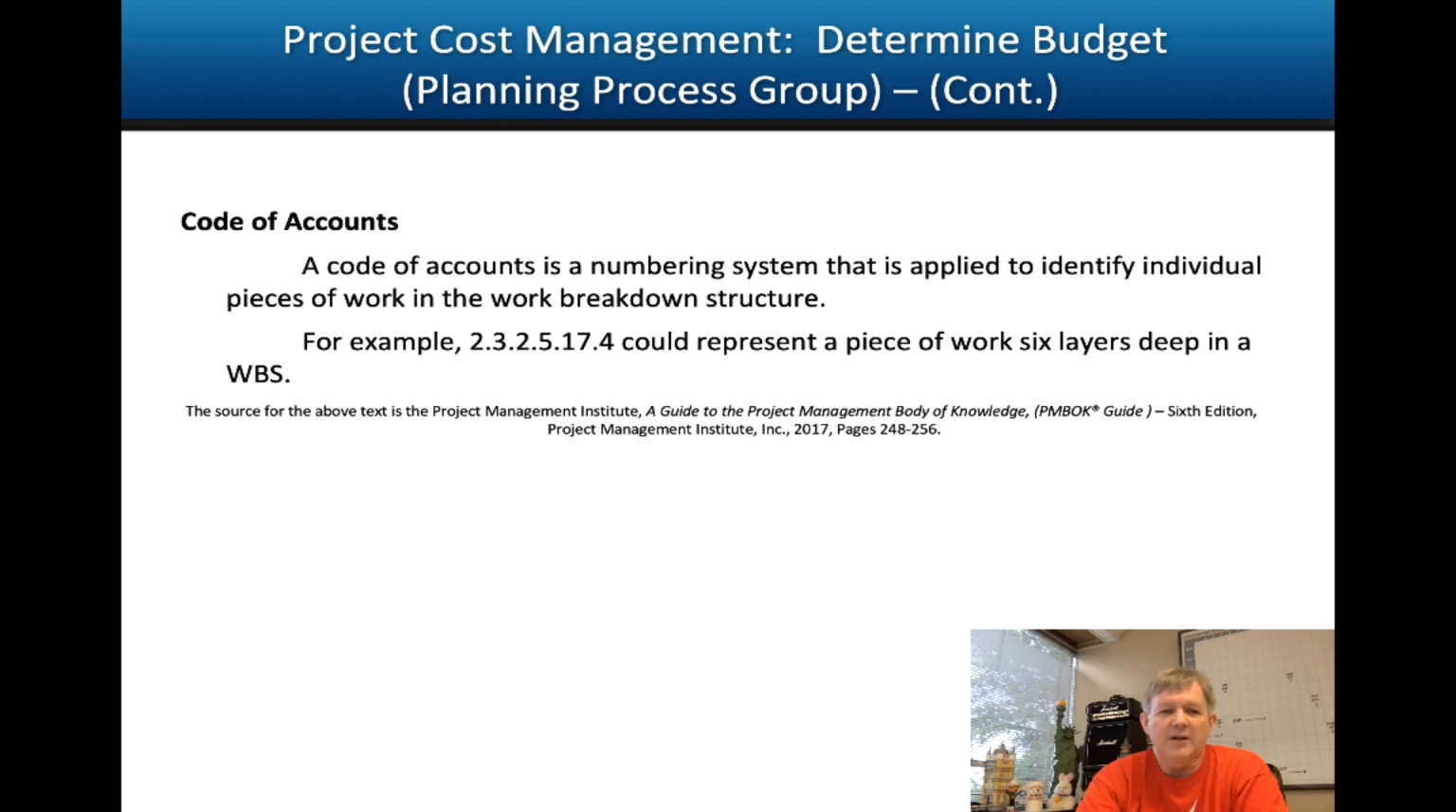Now, when we think about code of accounts, that's the numbering structure. So, 2.3.2.5.17.4. I feel like going hut hut like I'm a football quarterback when I say things like that. But basically, that numbering scheme lets you see where the work fits in the work breakdown structure and then how deep it is as well.